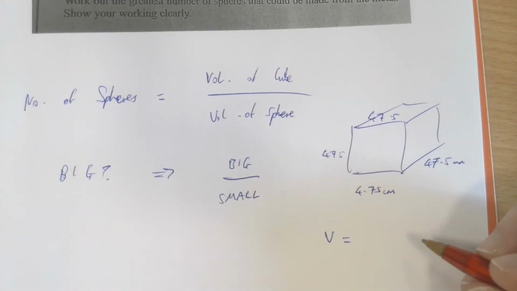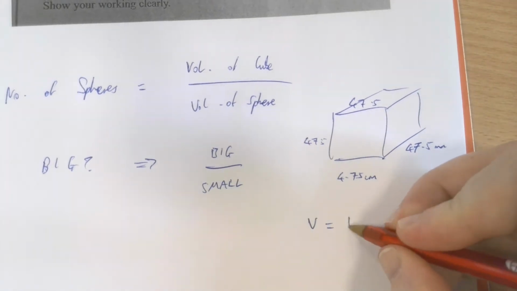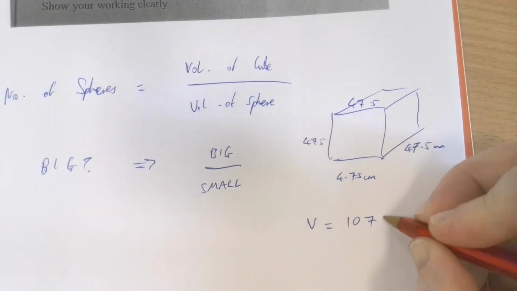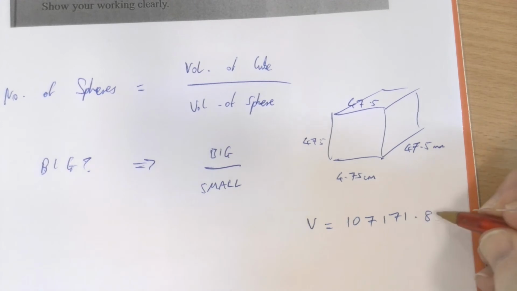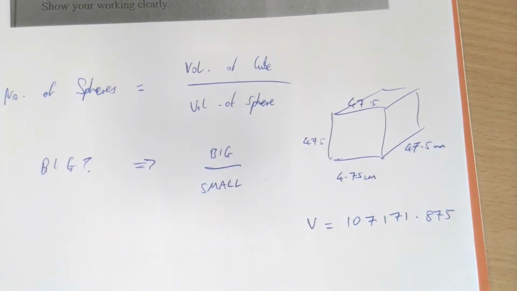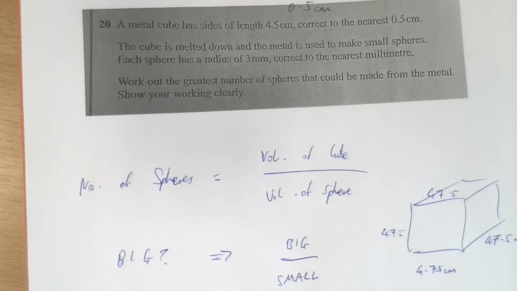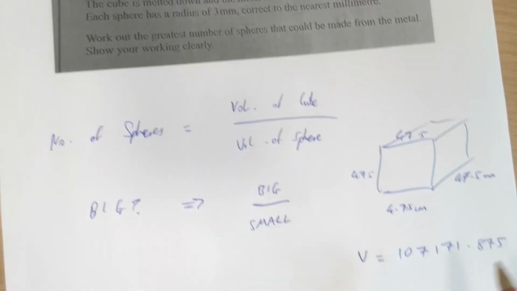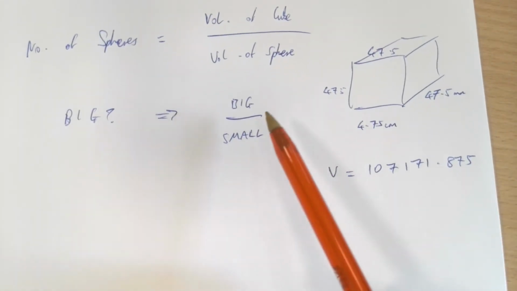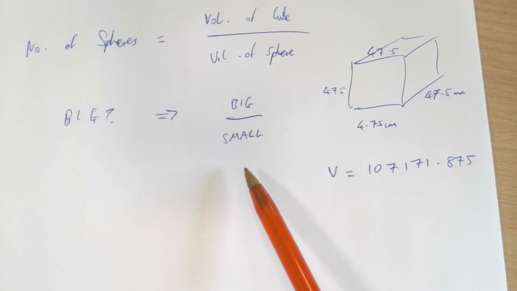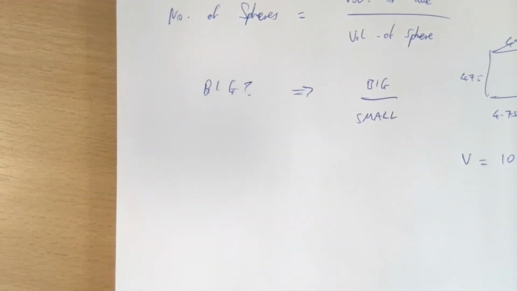I have done this earlier. It comes out as 107,171.875. I saved myself a bit of time by doing the calculations before I started this video. Trust me, we're going to need to cut as much time as we can on this. This effectively gives me the numerator of this fraction. Now we've got to find the denominator, the volume of the sphere.